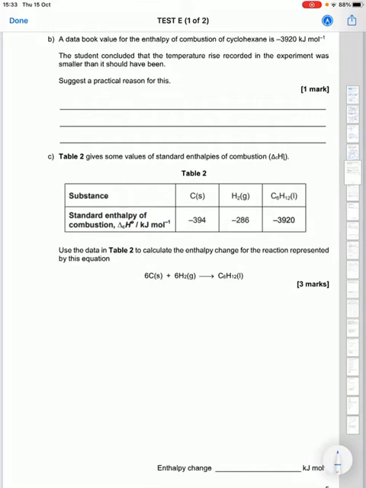Okay, so the Databook value for the enthalpy change of combustion is minus 3,920. The student concluded that the temperature rise recorded was smaller than it should have been. Why would that be? You've got a couple of things you can write here. So heat loss to the surroundings is always a good one. Or incomplete combustion.